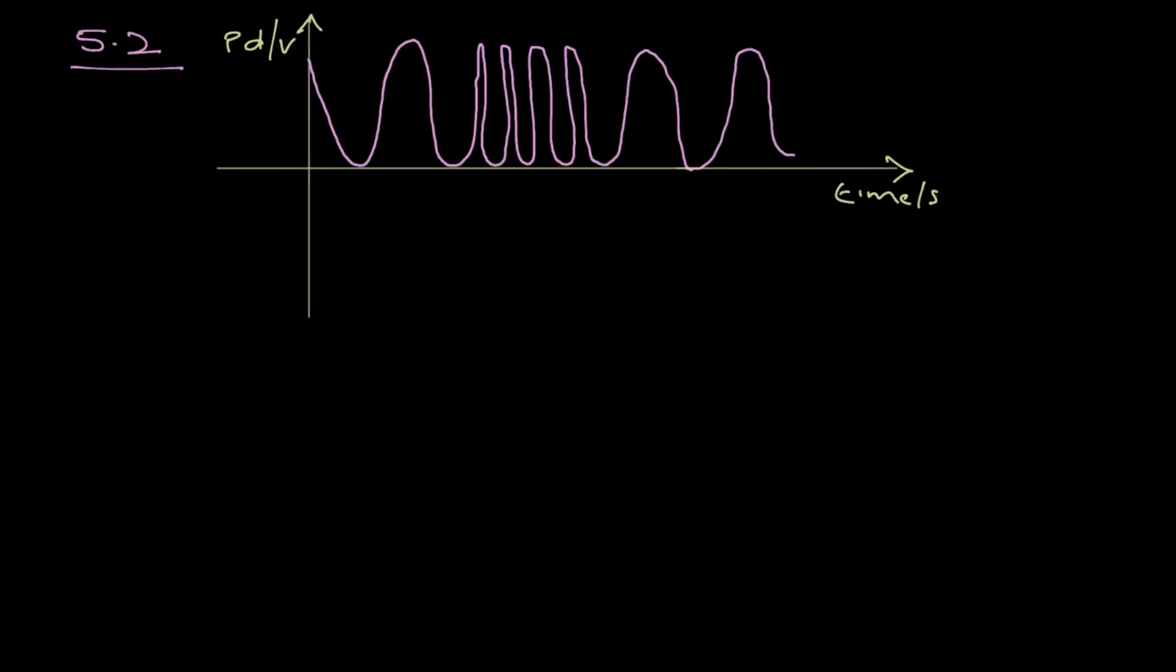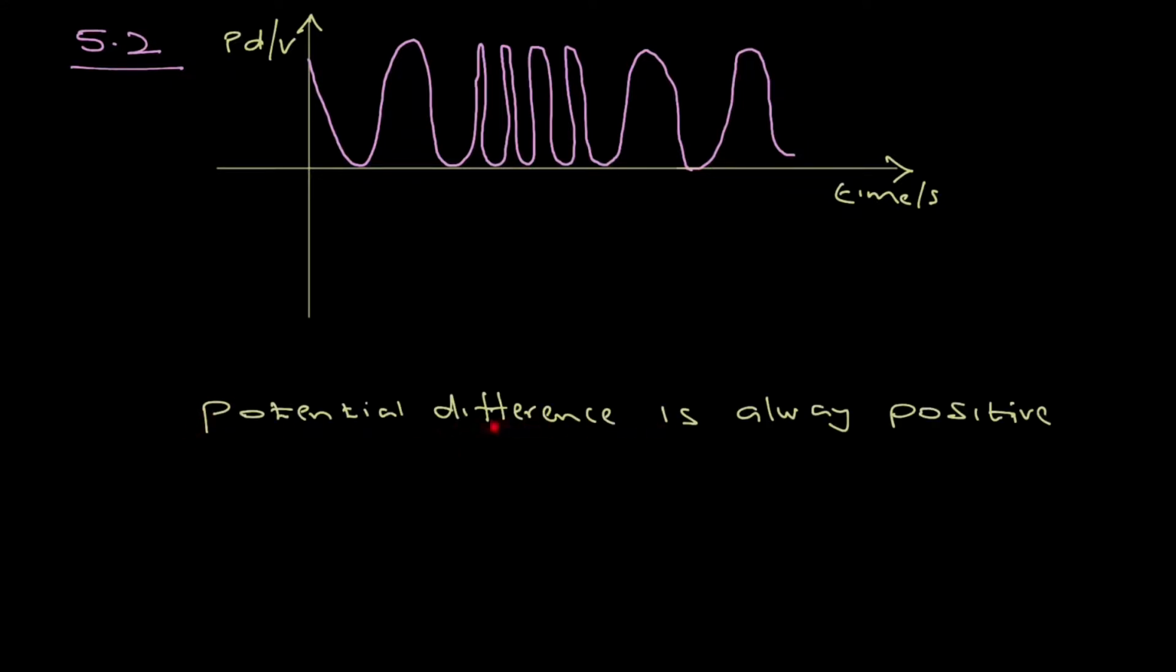How does figure 9 show that the student was not correct? Well, potential difference does not change direction, it's always positive. Alternating is a direction changing event, but potential difference is always positive because it does not change direction.